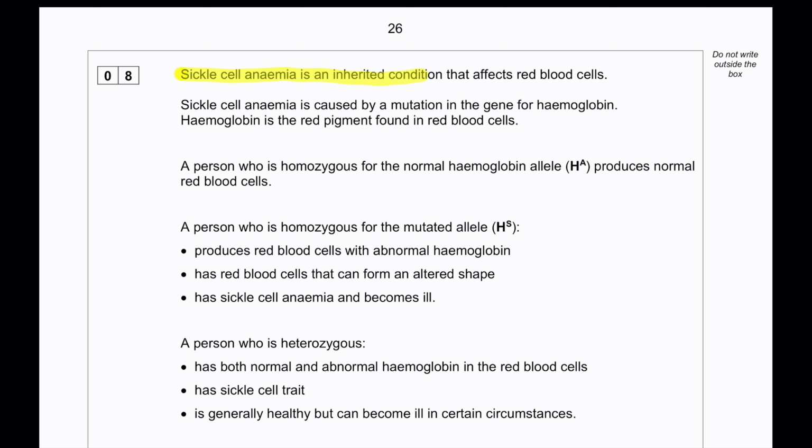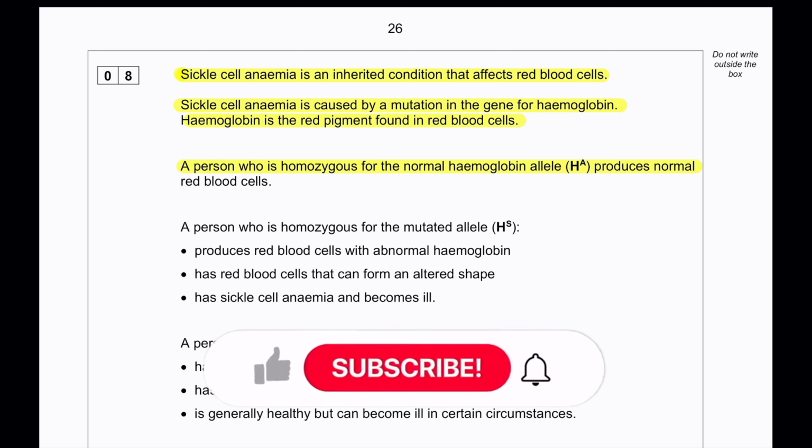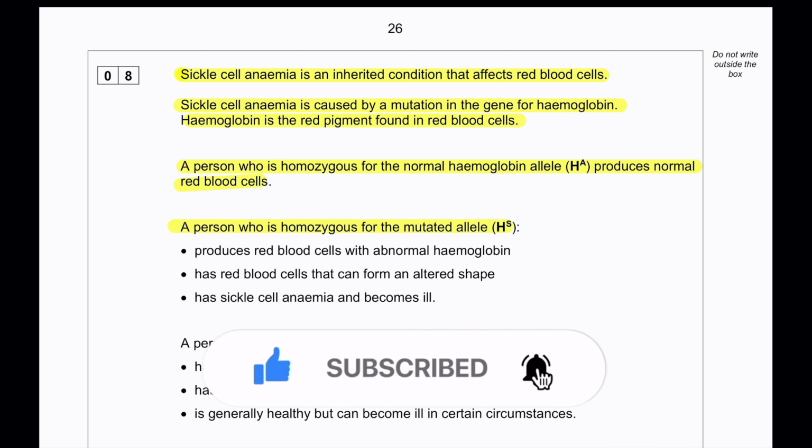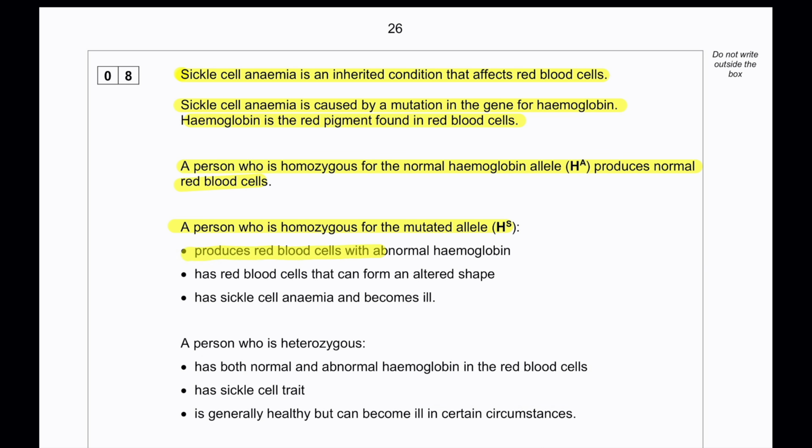Sickle cell anemia is an inherited condition that affects the red blood cells. It is caused by a mutation in the gene for hemoglobin. Hemoglobin is the red pigment found in red blood cells. A person who is homozygous for the normal hemoglobin, HA, produces normal red blood cells. A person who is homozygous for the mutated HS produces red blood cells with abnormal hemoglobin, has red blood cells that can form an altered shape, has sickle cell anemia and becomes ill.